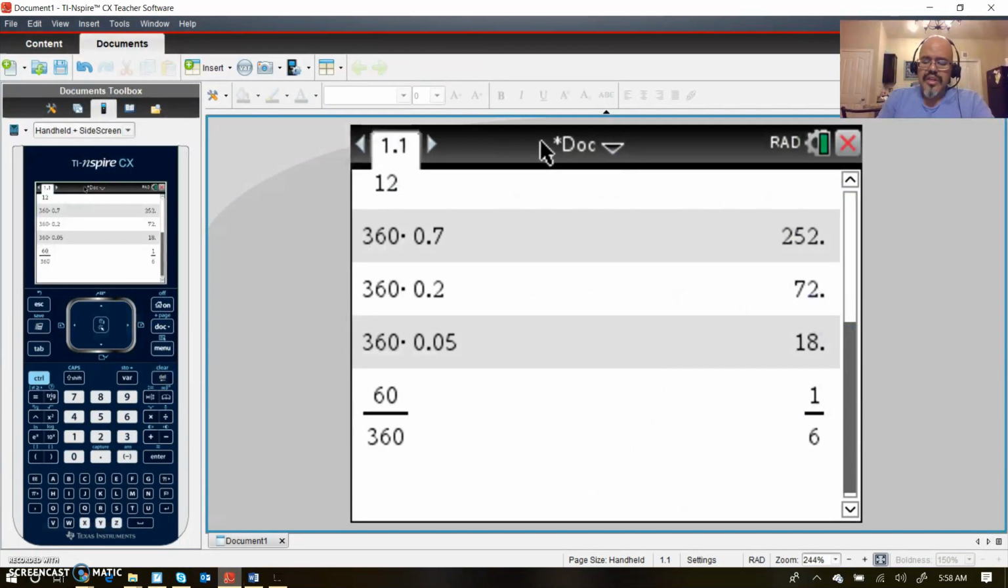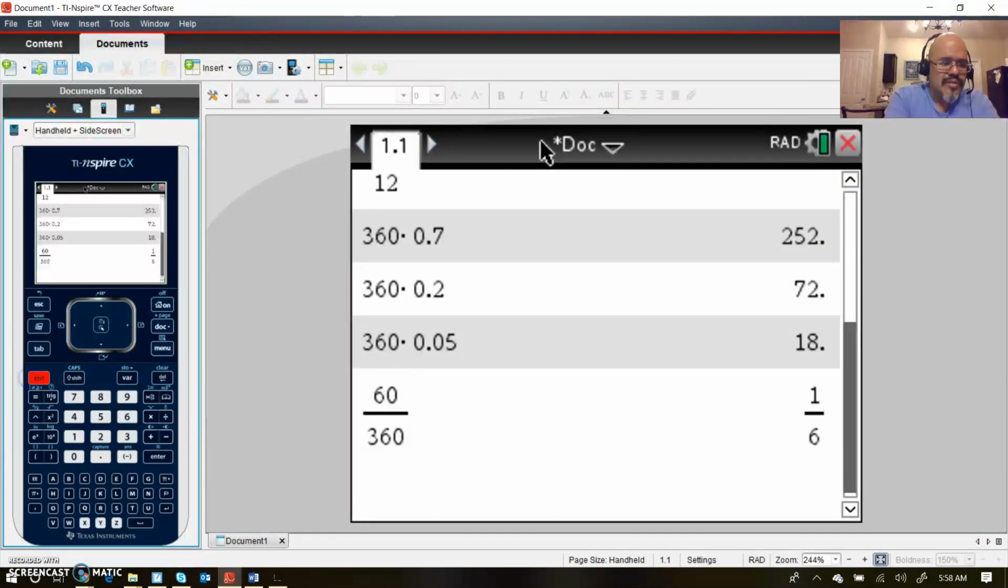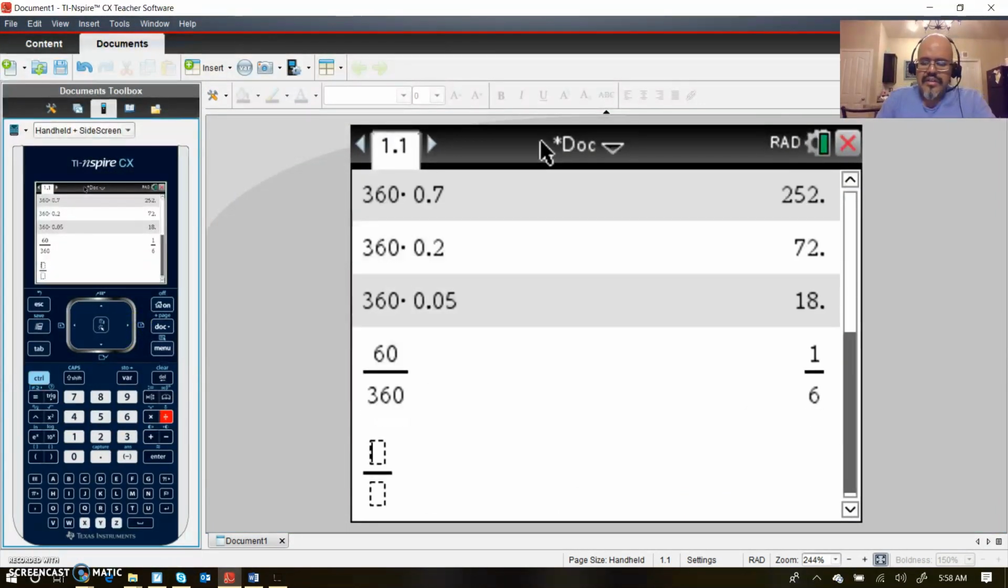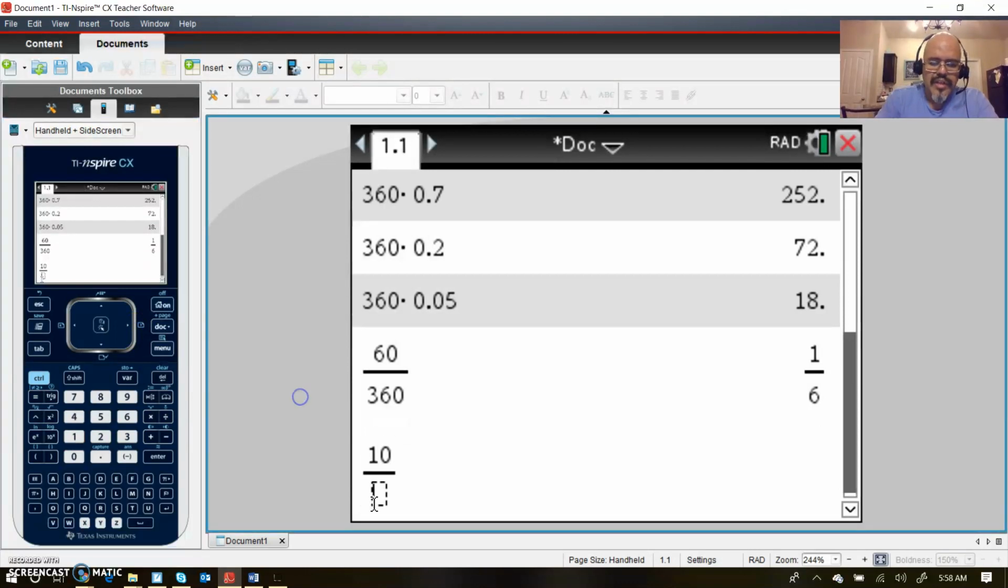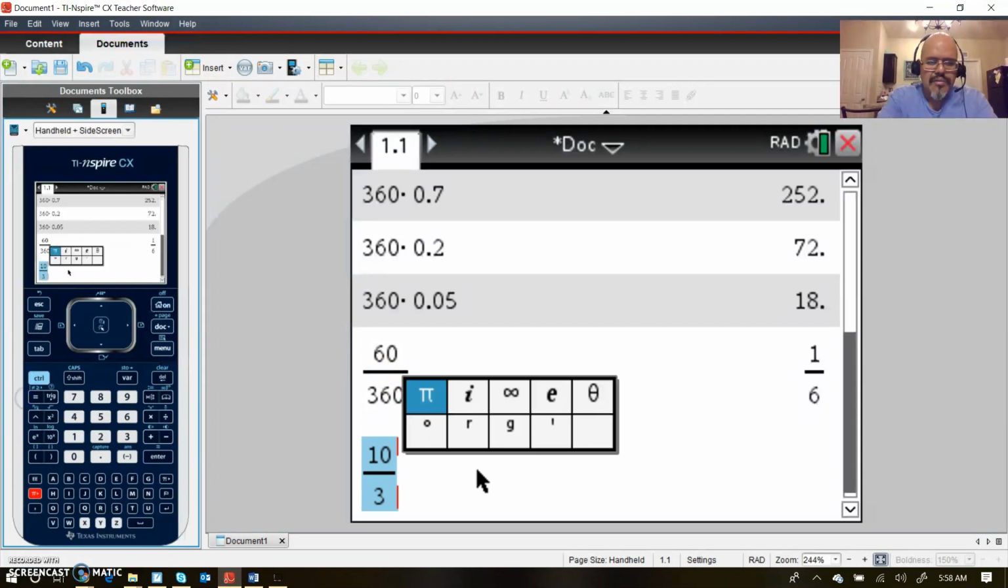So that's going to be, let's see, 10 divided by 3, and we're going to be multiplying by pi.